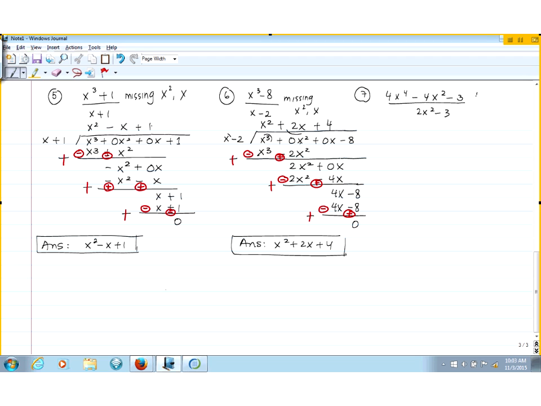All right, now here, what is missing? What missing terms do I have for number 7? Missing x cubed and x. But we might not need it because this is 2x squared instead of just 2x. Okay, so let's write down. So 4x to the 4 plus 0x cubed minus 4x squared plus 0x minus 3 divided by 2x squared minus 3.